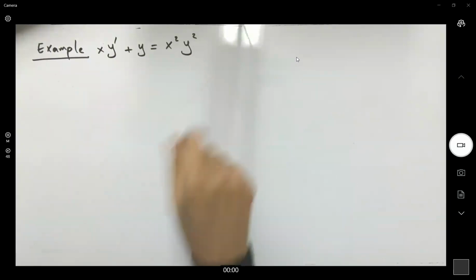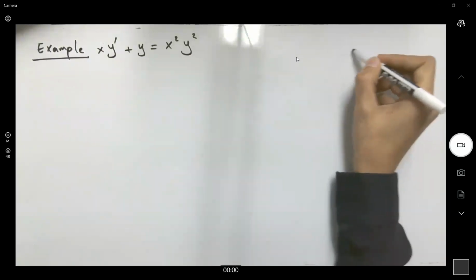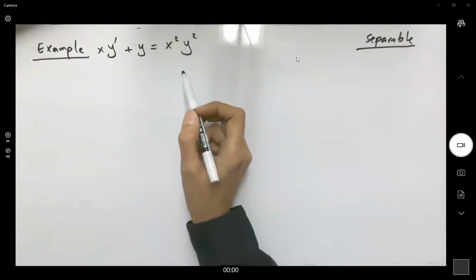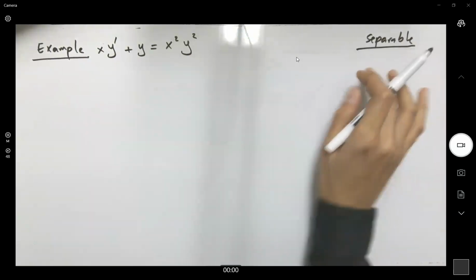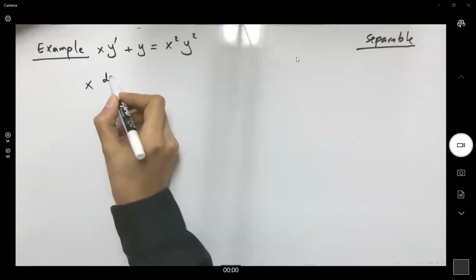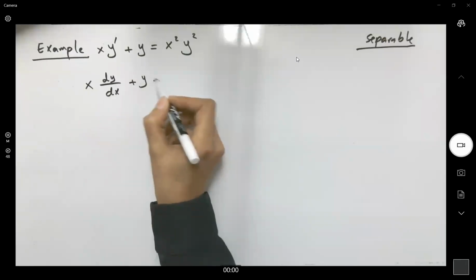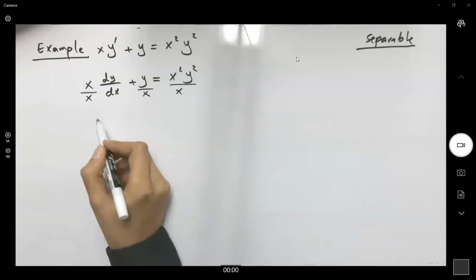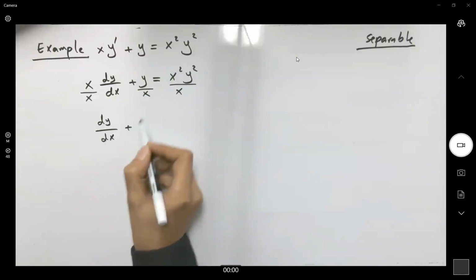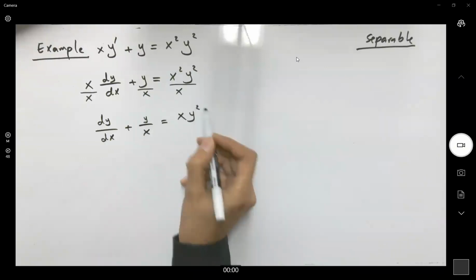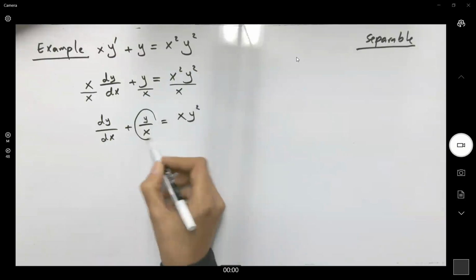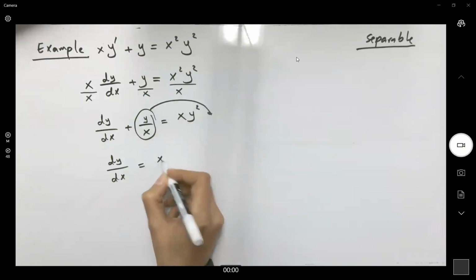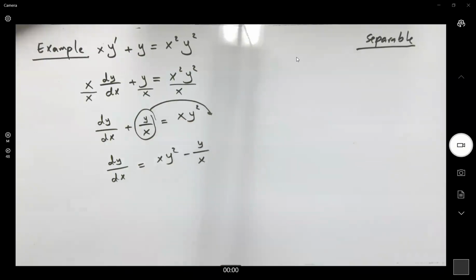Now, how do we solve this differential equation? Is it a separable differential equation? Can I separate these variables? Take a look at this. Let me try to see if it's separable or not. Here I have x dy dx plus y equals x squared y squared. If I divide everything by x, I get dy over dx plus y over x equals x y squared. If I bring this to the other side, I get dy over dx equals x y squared minus y over x.